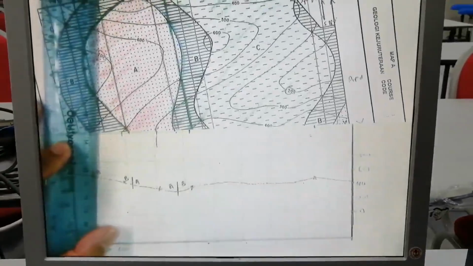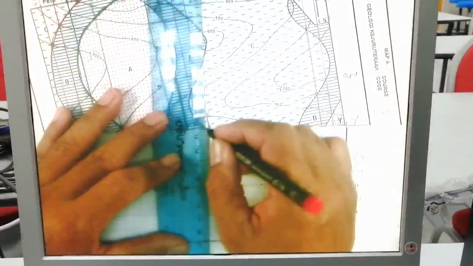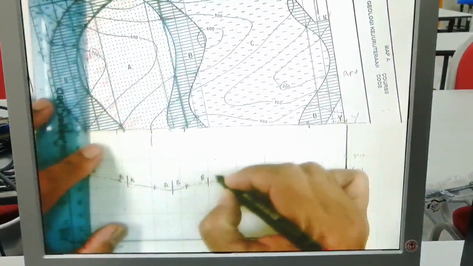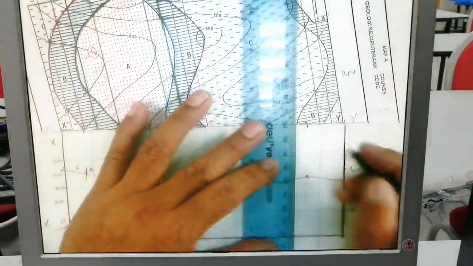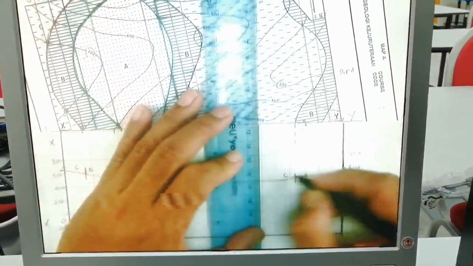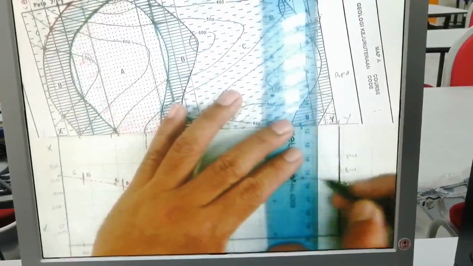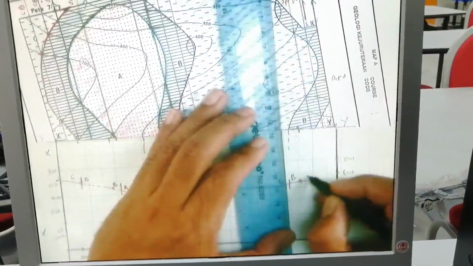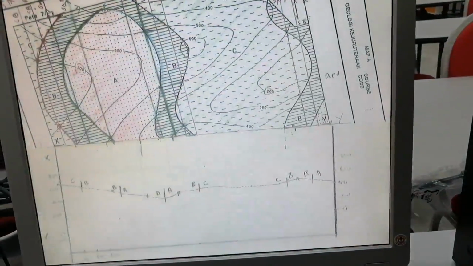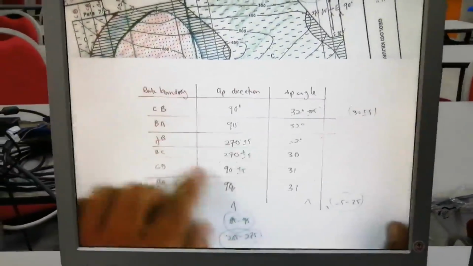Okay, and then again you have another geological boundary here, which is B this side, C this side, and then we have another boundary here. This is one, C this side, B this side, and then this is B this side and A this side. So we have 1, 2, 3, 4, 5, 6 boundaries as mentioned in our table.